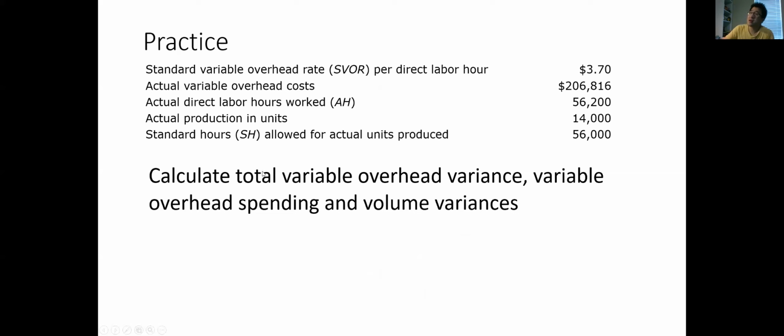So here, let's take a look at this. Standard variable overhead rate per direct labor hour is $3.70. Actual variable overhead cost is 206,816. Actual direct labor hours worked is 56,200. And the actual production in units is 14,000. Standard hours allowed for actual units produced is 56,000. So calculate total variable overhead variance, variable overhead spending variance, and volume variance.